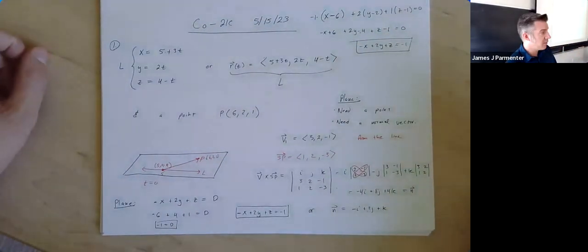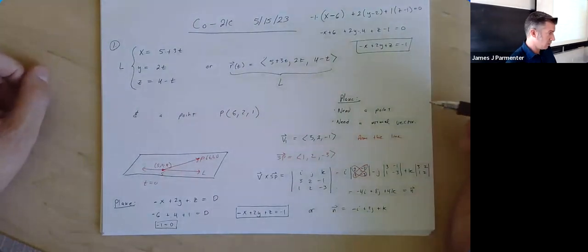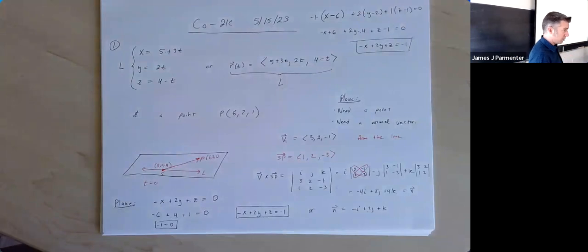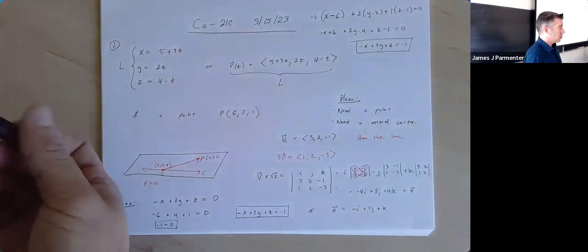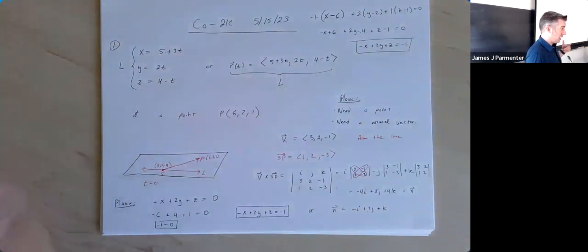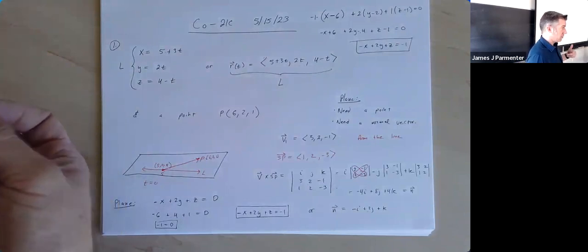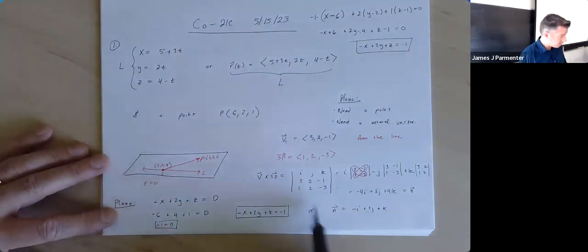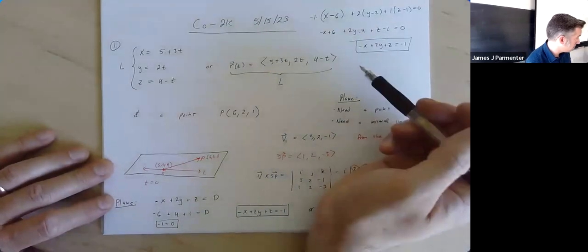I liken this to the difference between finding the equation of a line in regular two dimensions. It's the difference between doing y minus y1 equals m times x minus x1, versus doing y equals mx plus b and then plugging in a point and solving for b. You're going to get the same answer either way. I find this a little quicker, but this way is totally fine.